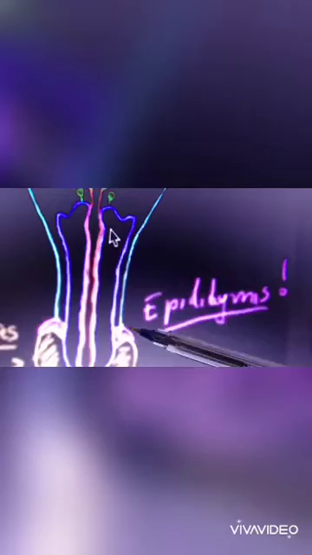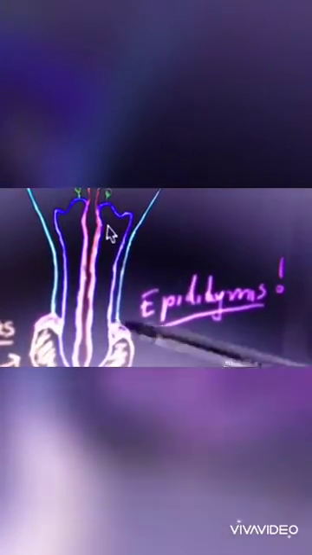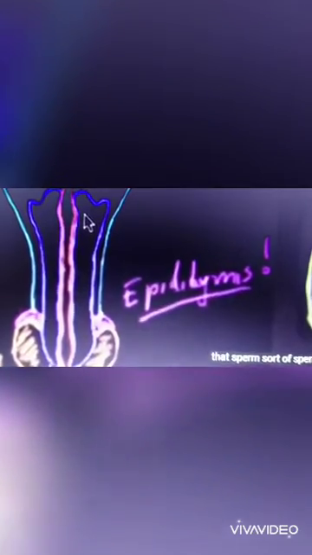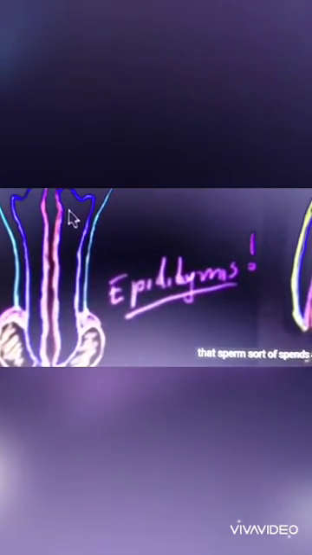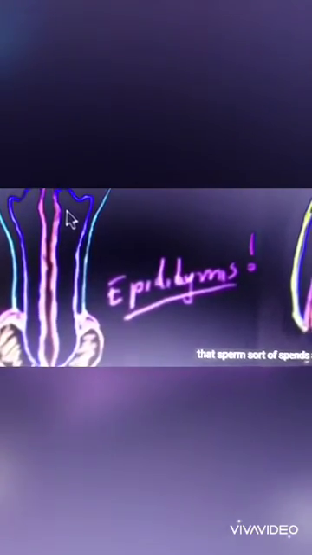The next important part is the epididymis. When the sperms are released, they are stored in this epididymis. In the epididymis, the sperms take up mitochondria, the powerhouses of the cell, and they are stored for further activity.